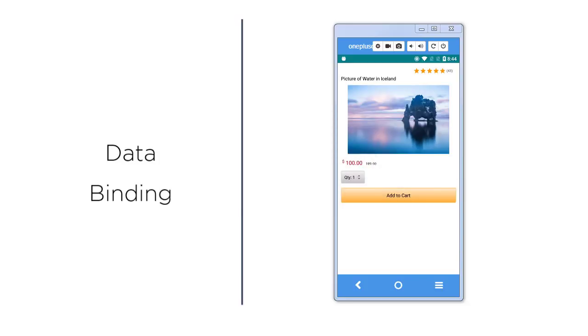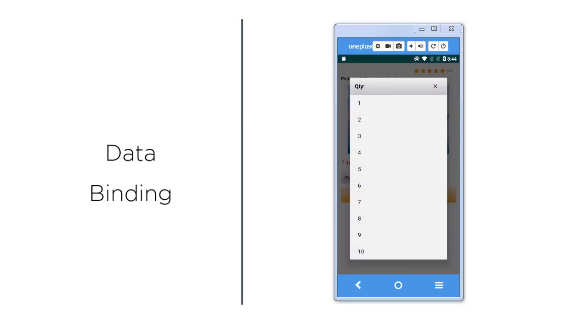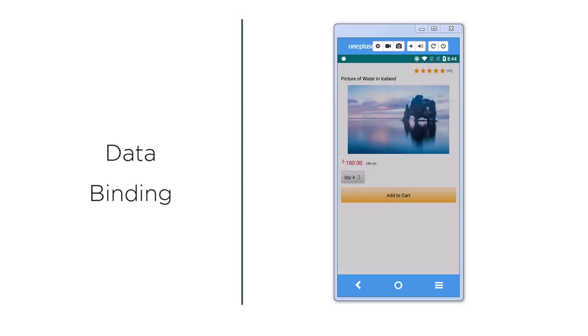If you click the quantity box, a dialog is inflated where you can select a number from 1 to 10. After a number is selected, the quantity is updated with that number.